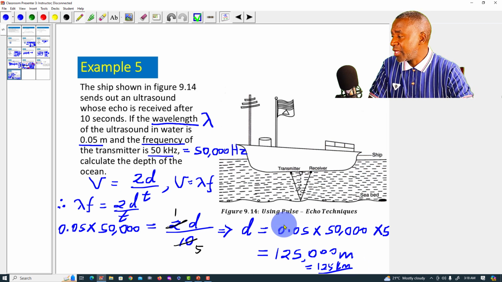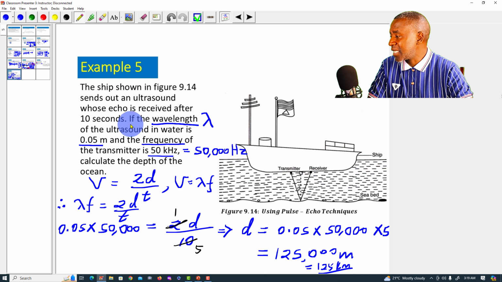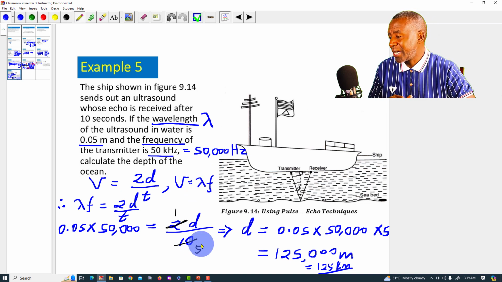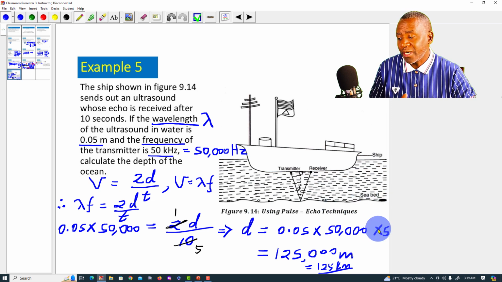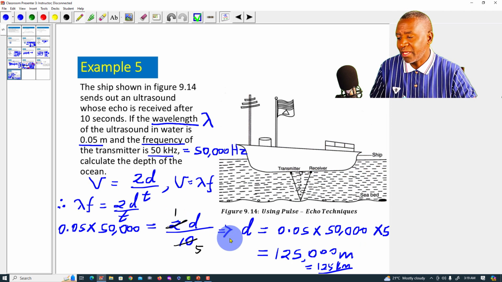Now, when we come to the values given, maybe the mistake was made somewhere around here. Maybe the frequency is not 50 kilohertz. It could be 5 kilohertz. That would have reduced this value to 12.5 kilometers. Now that will be reasonable. Or maybe a mistake was made in the timing. However, sometimes when values are given in the textbook, they are just given to test whether you can carry out certain calculations without bothering whether that value makes sense or not, just to be able to use the equations which are given.